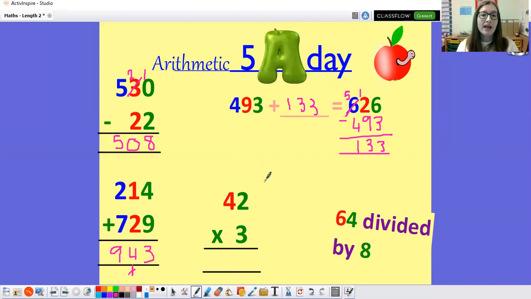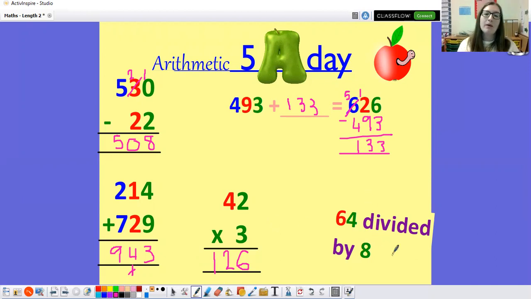Right, next one, 42 times 3. We did this a little while back in maths. So remember, we start in our ones. So we do 2 times 3 first. So 3, 6. So we put our 6 here. Then we move into our tens and we do 4 times 3 or 40 times 3. So 4 times 3. 3, 6, 9, 12. And because we're not timesing anymore, we can put our 1 for our 12 in the equal sign. So you should have gotten 126.